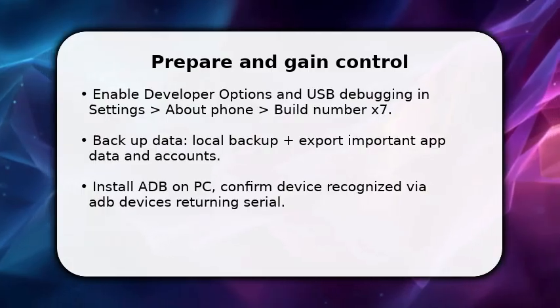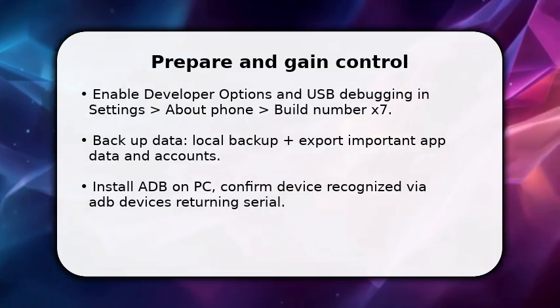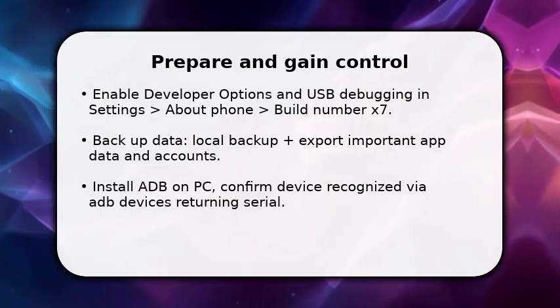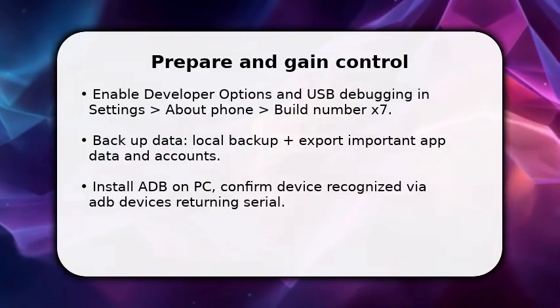You start by asserting control. Enable developer options and turn on USB debugging so your PC can talk to the phone. Once done, back up your data, full user backup and exported app settings, because we will change system components.